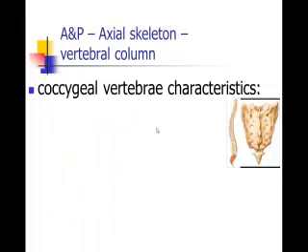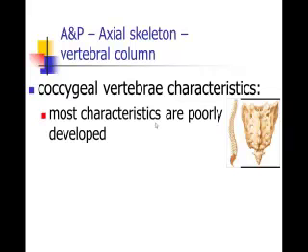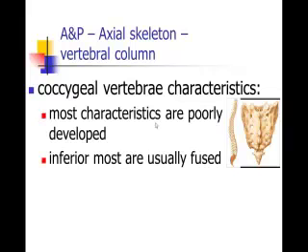Okay, so coccygeal vertebrae. Coccygeal vertebrae are not very well developed in terms of their characteristics. They're very poorly developed, in fact. The inferior most are usually fused. When I first took biology, there were a lot of people saying, oh, the coccyx probably is going to go away because we don't really use it. But in fact, these coccygeal vertebrae, by coming anteriorly like this, sort of form a little bit of a shelf, and that helps prevent prolapse of the pelvic organs.